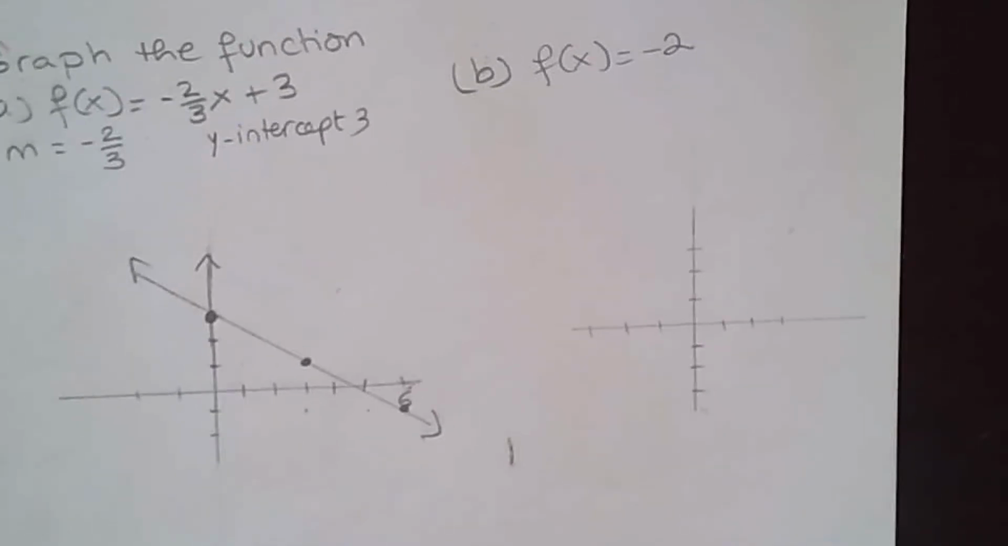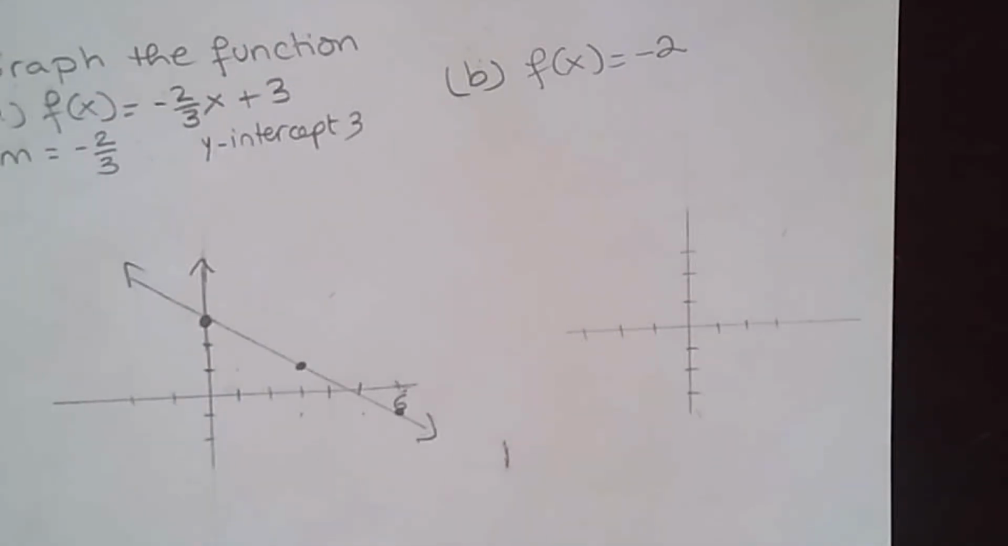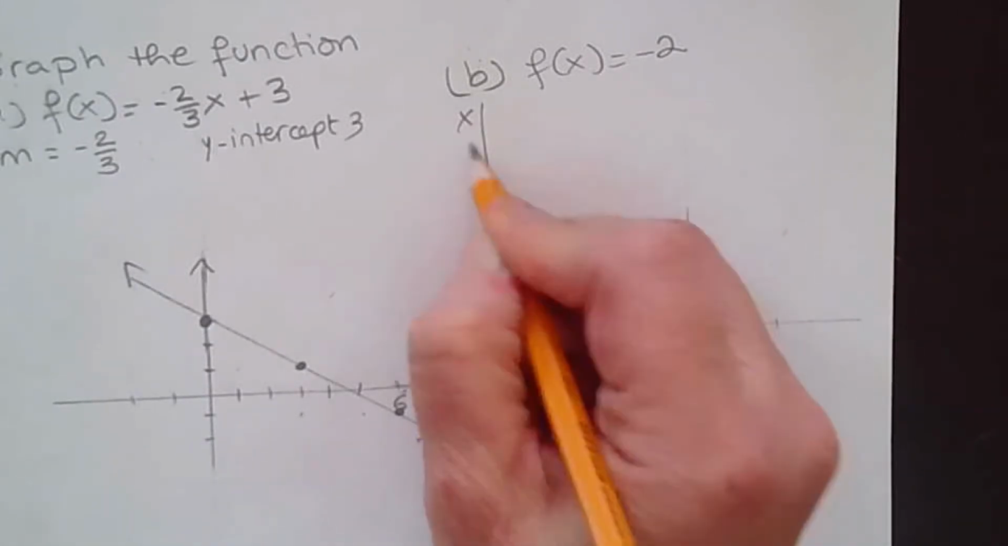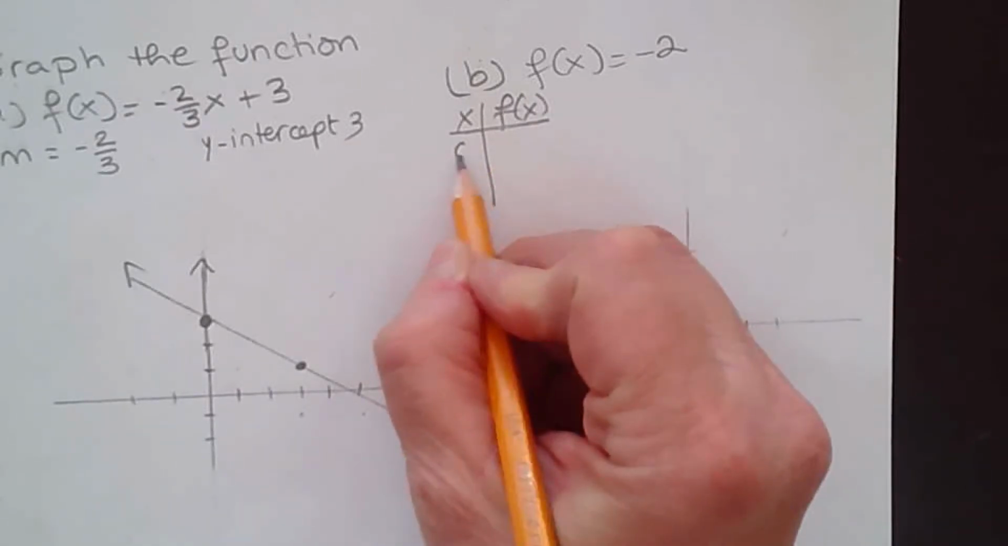Now part B, you have f of x is equal to negative 2. We call this a constant function. Why? Because the function is equal to just a number, a constant. The function value is the same for every input value. So no matter what value you select for x, the function will always have a value of negative 2. So if you want to choose, for instance, when x is 0, what are you going to have?